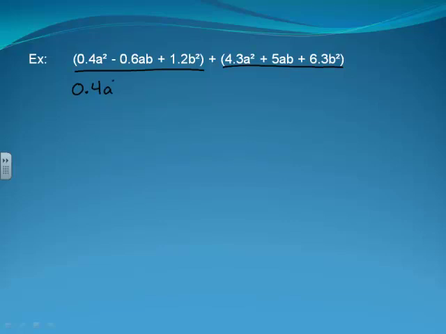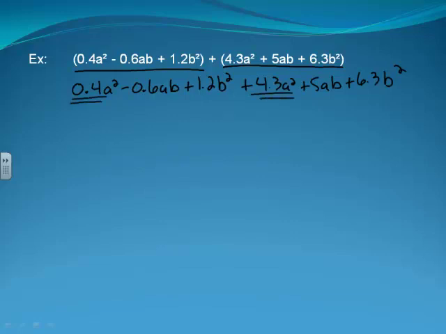So we've got 0.4a squared minus 0.6ab plus 1.2b squared plus, if we remove those second parentheses, 4.3a squared plus 5ab plus 6.3b squared. Find your like terms. We're going to start with our a squared terms. Okay, we've got 0.4 plus 4.3. You can do that off to the side, or you can choose to use your calculator to help you, as always. 0.4 and 4.3 is 4.7a squared.